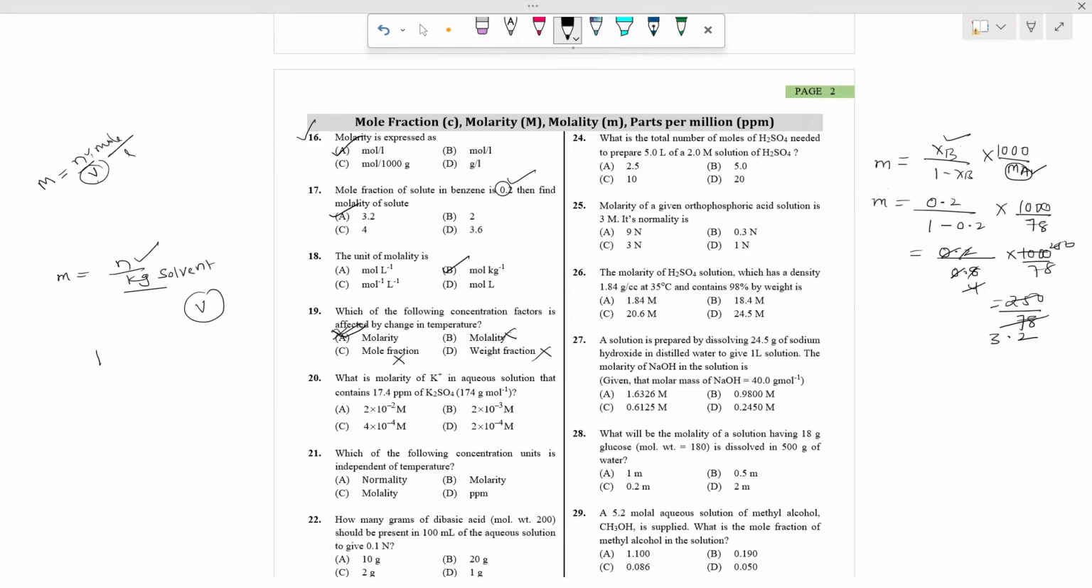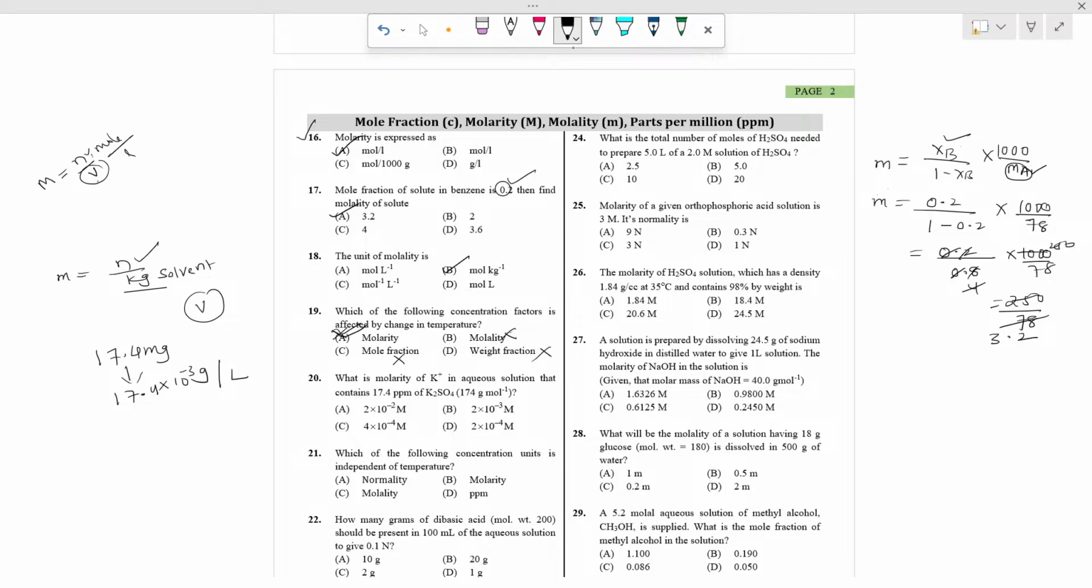17.4 ppm means 17.4 milligrams, otherwise 17.4 into 10 to the power of minus 3 grams, present in a liter of solution. They are asking, and ppm is already given here.